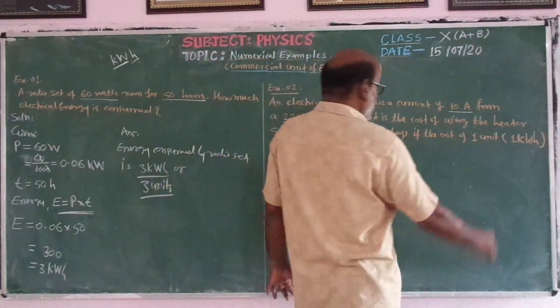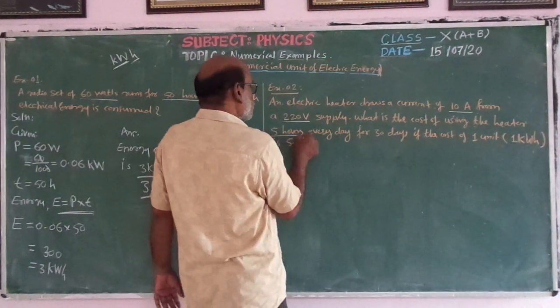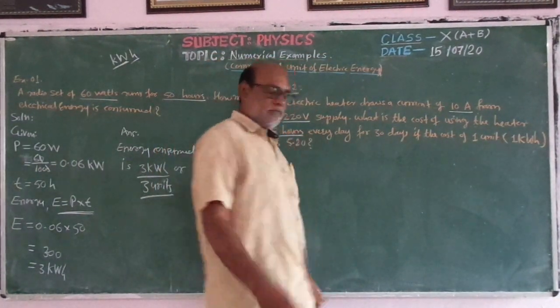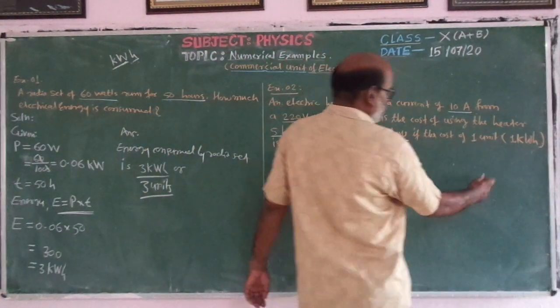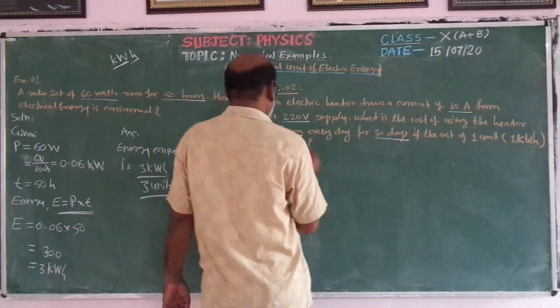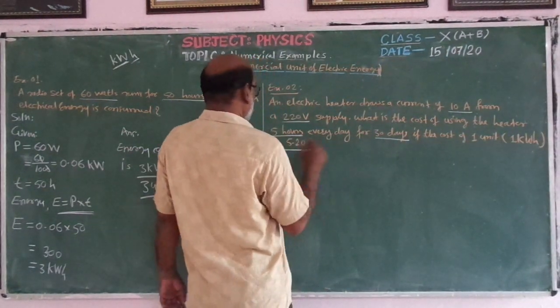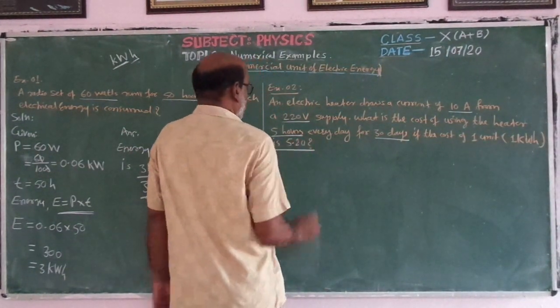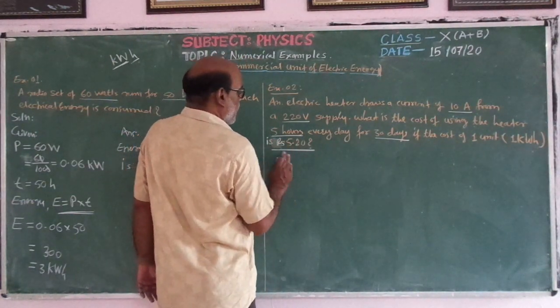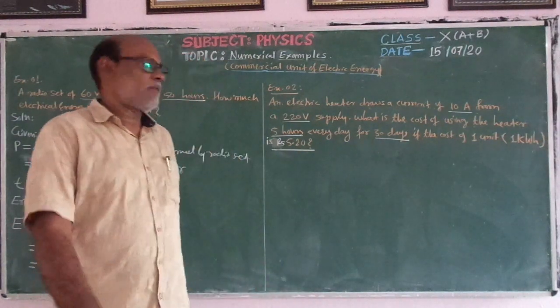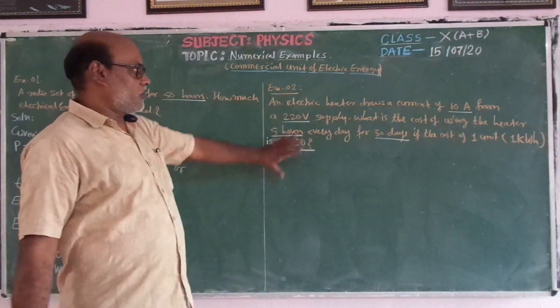What is the cost of using the heater 5 hours every day for 30 days, if the cost of 1 unit, that is 1 kWh, is Rs 5.20, 5 rupees 20 paise? Now this is the example.